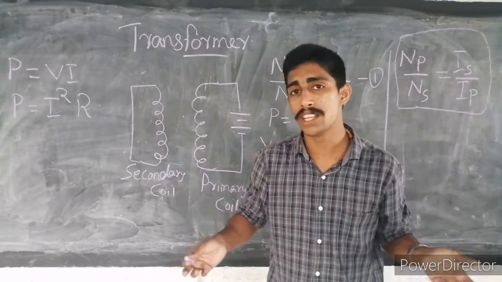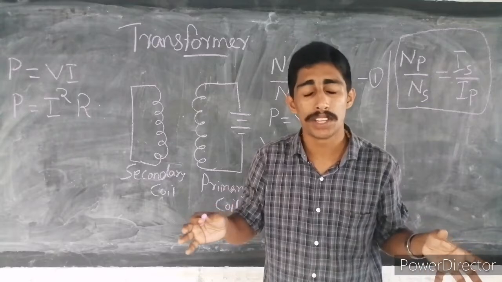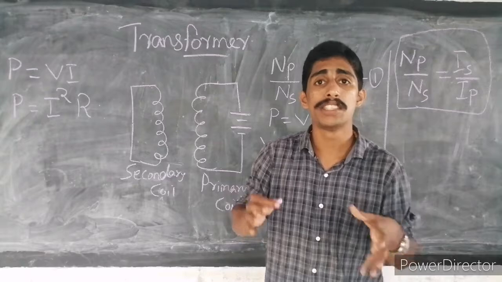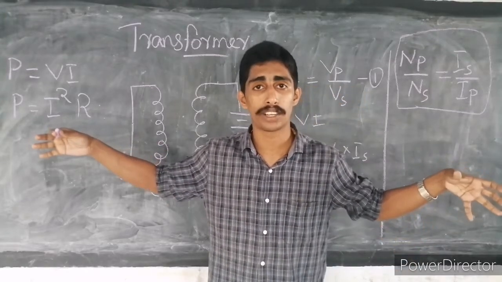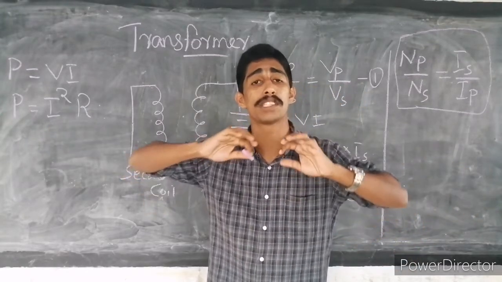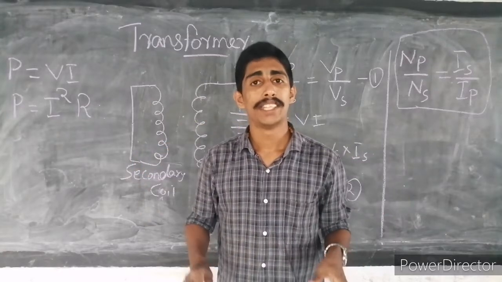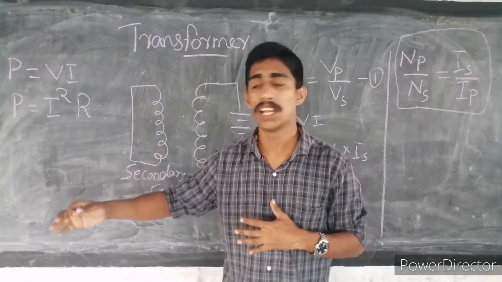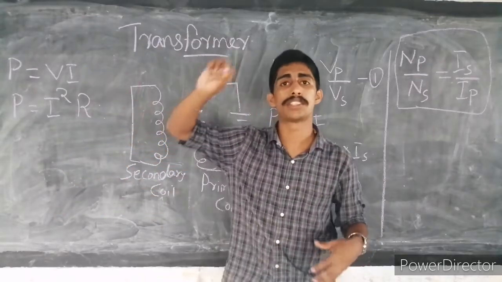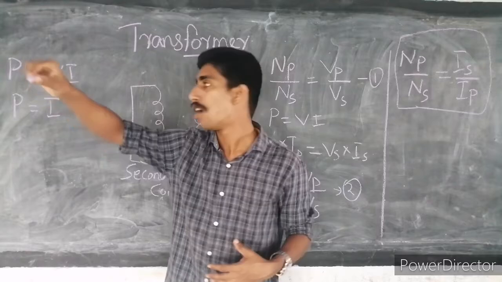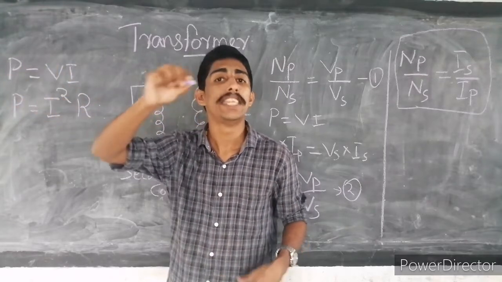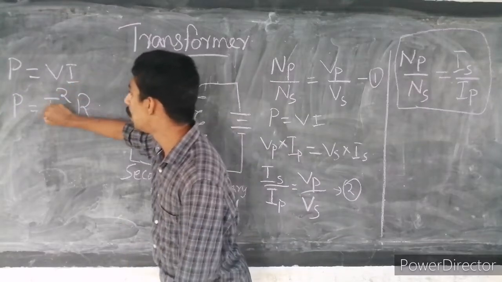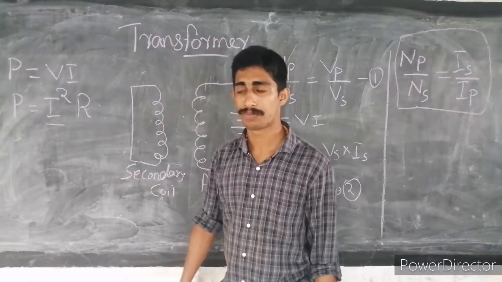Then another option is to increase the thickness of the conductor. But is it possible to make a big conductor? No, at most we can use a thin one. If you use a thin one, resistance will increase. If the resistance increases, power loss also increases. Then what will we do? Then we have only one option.